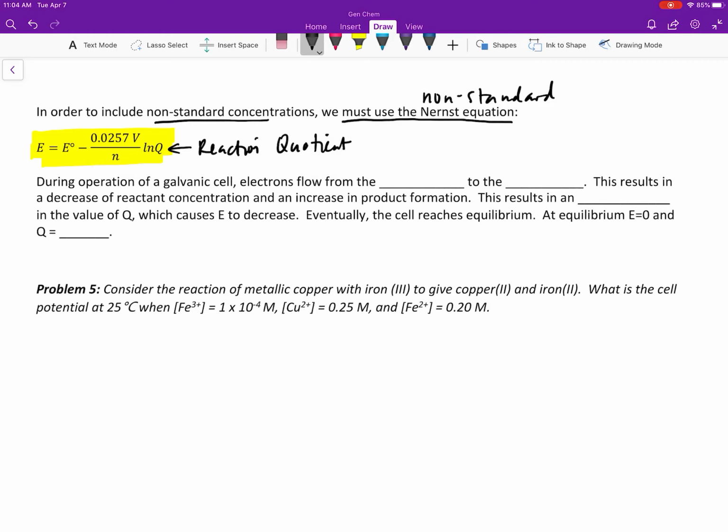During the operation of a galvanic cell, electrons flow, hopefully you remember, from left to right, which is anode to cathode, because the anode is oxidation, which is loss, and the cathode is reduction, which was gain. This will result in a decrease of the reactant concentration and an increase in the product formation. This results in an increase.